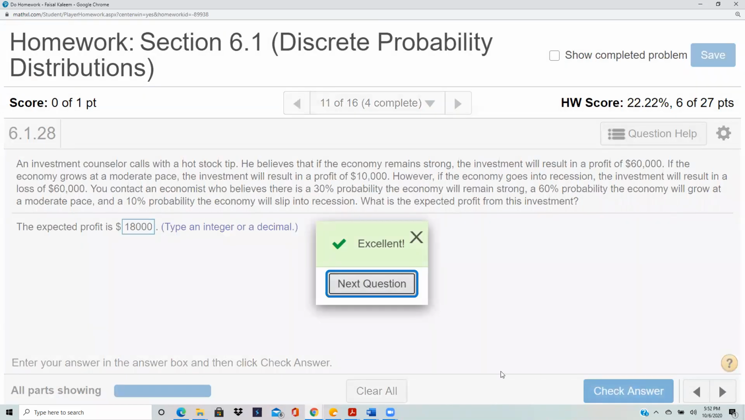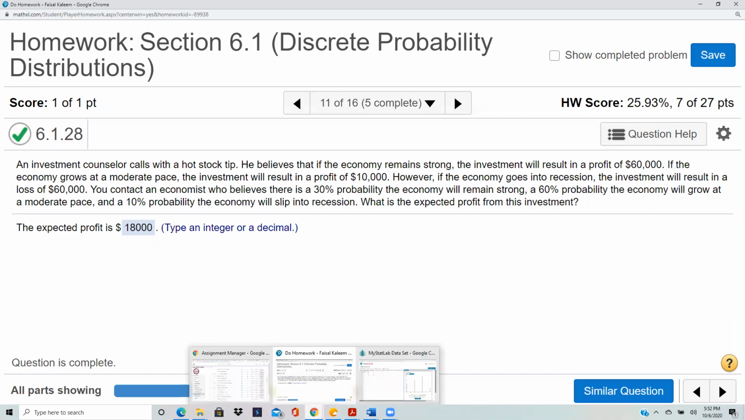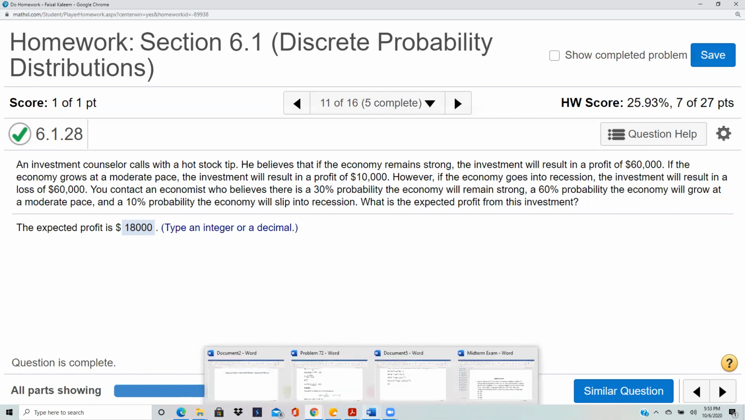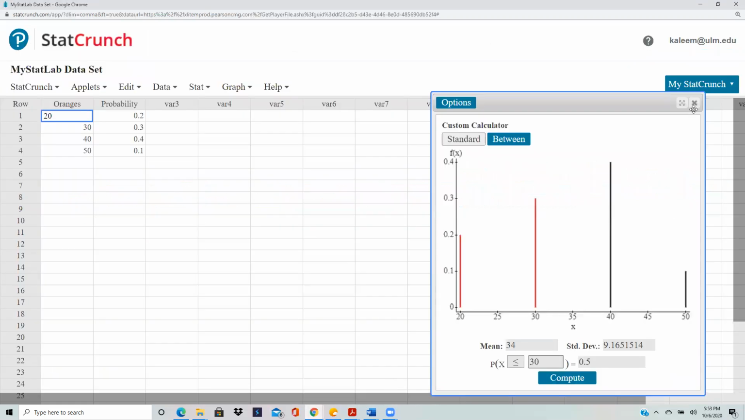Now, let's say you just want to do it on StatCrunch no matter what. Let me just show you for this problem, and then you will know what to do for the others. If you want to do it on StatCrunch, of course, there's no window, so you will have to type in the values yourself. So you would open a StatCrunch window.